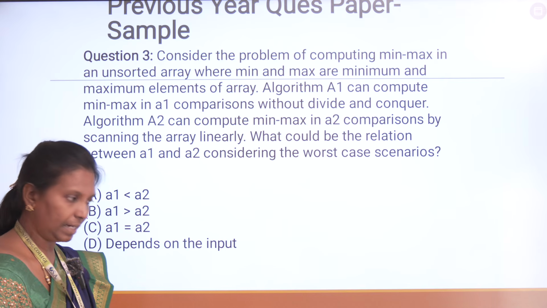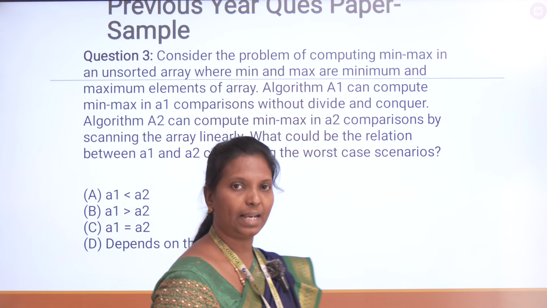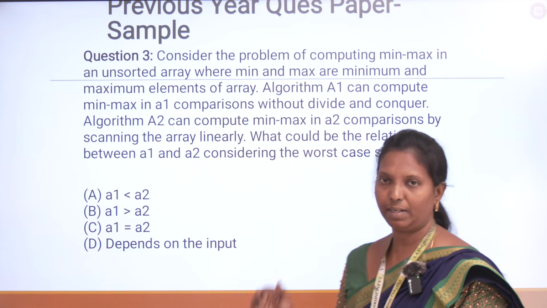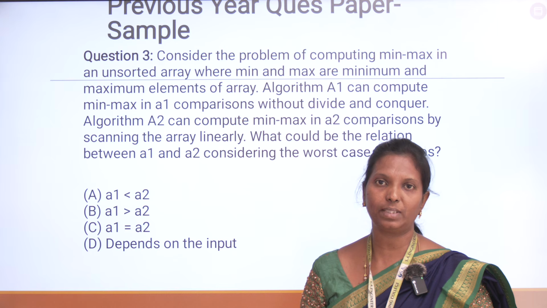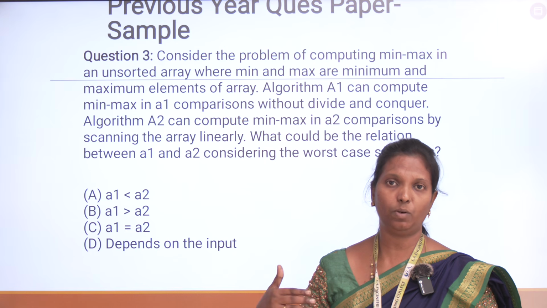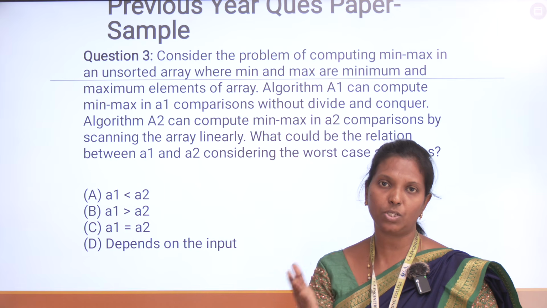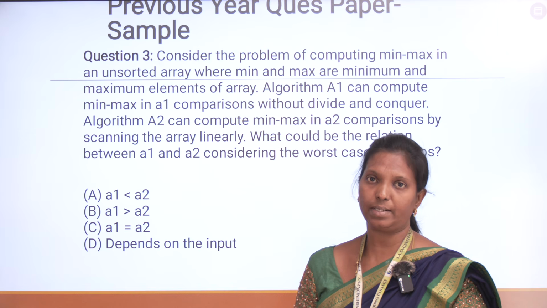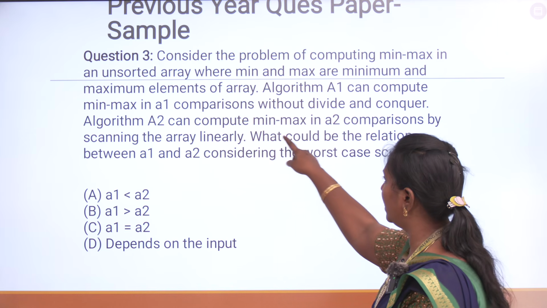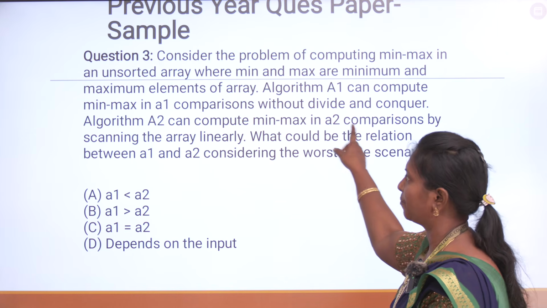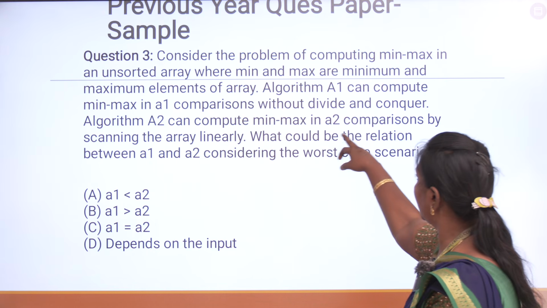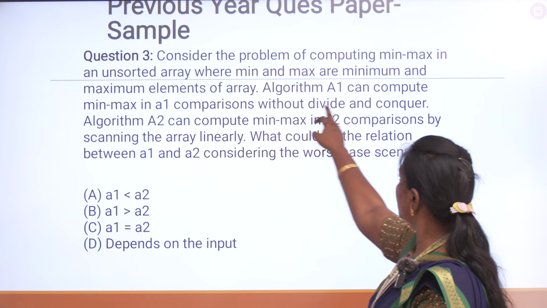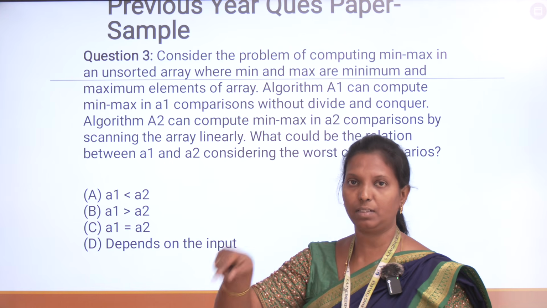The third question we can expect is on the worst case. They ask you to find out the worst case scenarios. Here they give an example of the min-max algorithm. You know that from the entire tree, min-max finds the strategy with alternate solutions of minimum and maximum. Here they give an array with the min-max of A1 and A2 comparison. A1 is min-max by scanning the array linearly, without divide and conquer, and A2 is with divide and conquer.